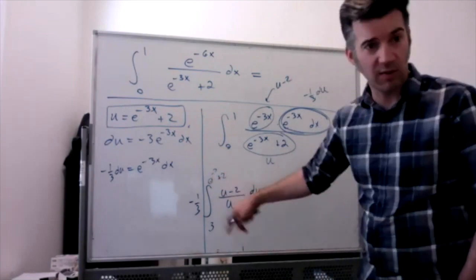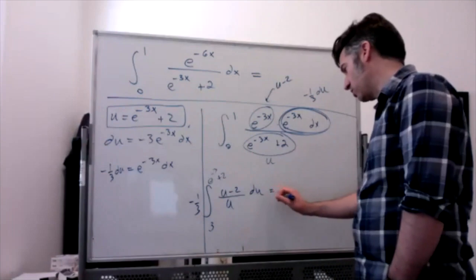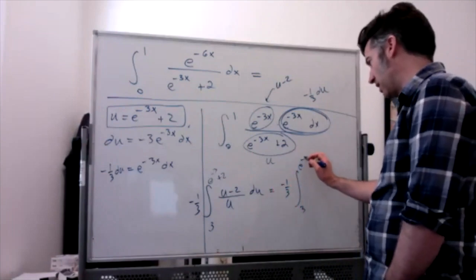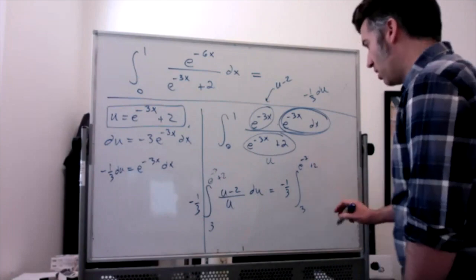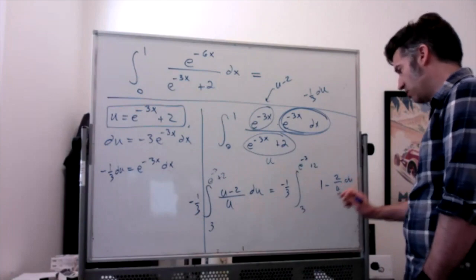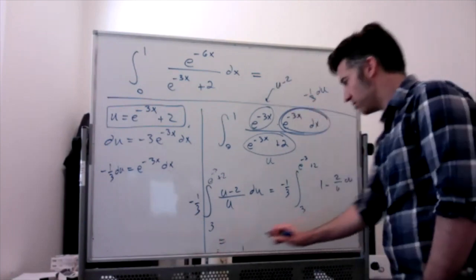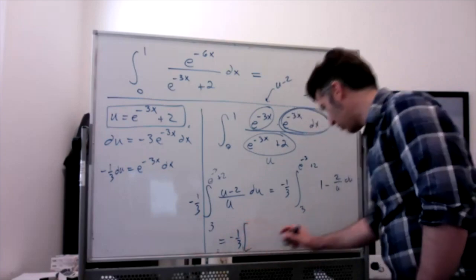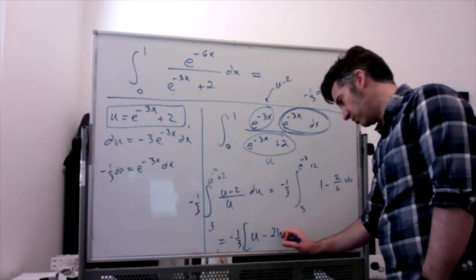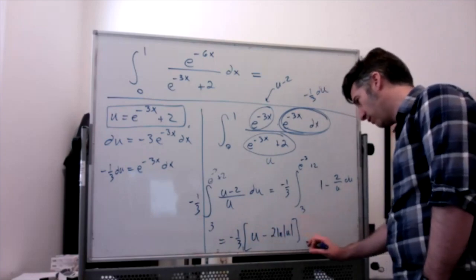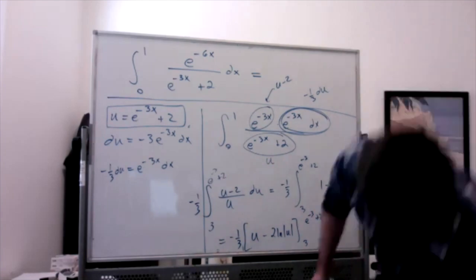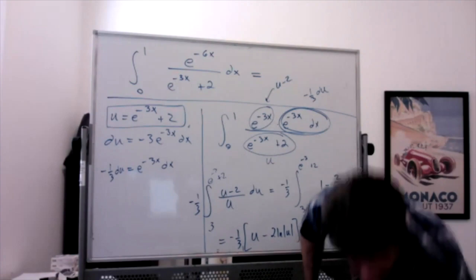But then we can do the thing where you divide each thing, right? So this is equal to negative 1/3 integral from 3 to e to the negative 3 plus 2. U divided by u is 1 minus 2 divided by u. So then we can integrate that. The integral of 1 is u. The integral of 2 over u is 2 natural log of the absolute value of u, from 3 to e to the negative 3 plus 2. And then you have to plug each of those in. But I think we should stop there.